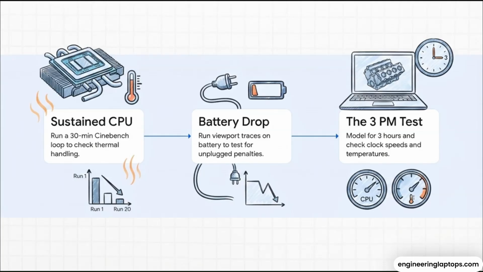Second, test the unplugged penalty. Run your viewport traces again purely on battery power. Some laptops literally lose over 40% of their graphics performance the second you pull the plug. Finally, the ultimate metric, the 3 o'clock test. Just do your normal CAD modeling for 3 uninterrupted hours and then check your clock speeds and temperatures.